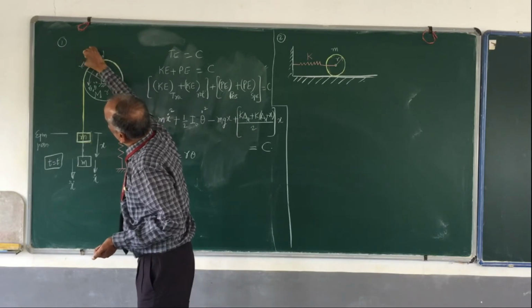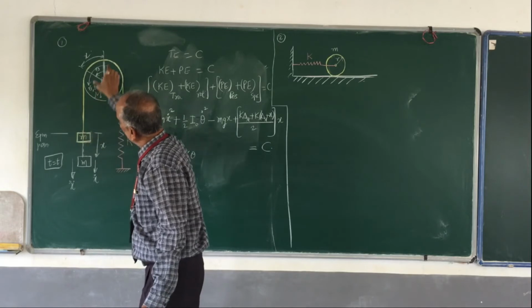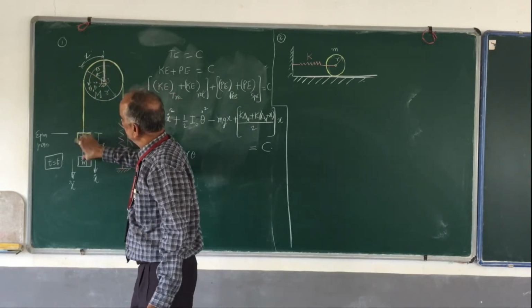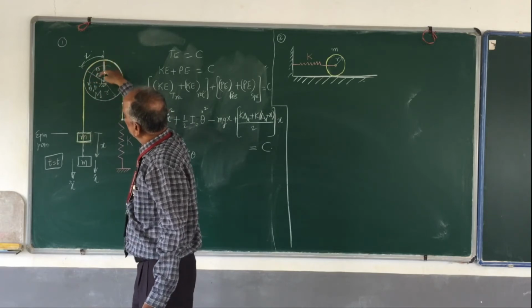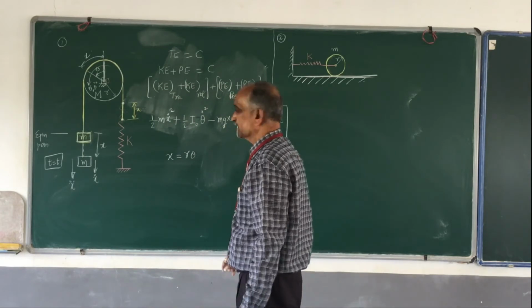From here to here, this is nothing but x. This much length of the string will come down. This much. So what is this? This is x. And how much is this? This is equal to r theta. x is equal to r theta.